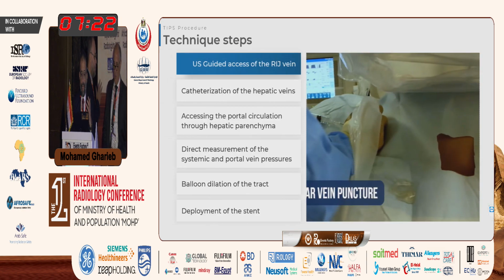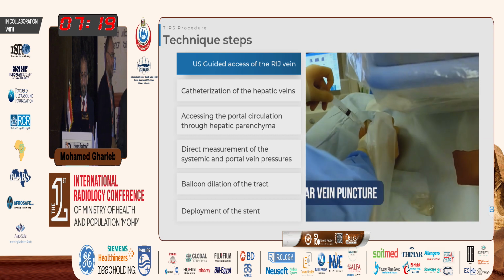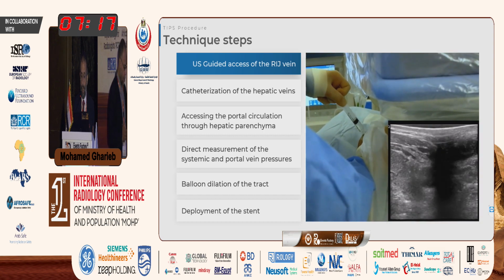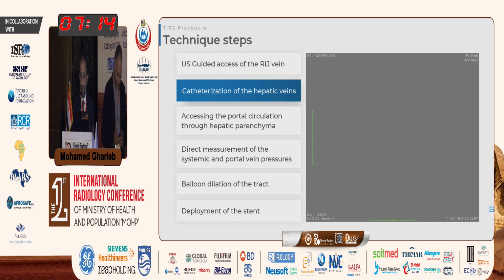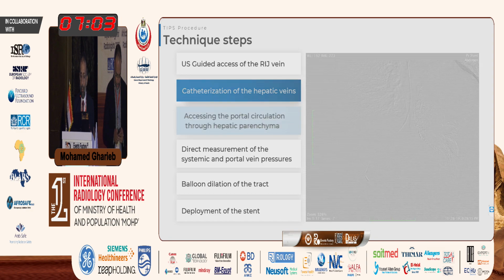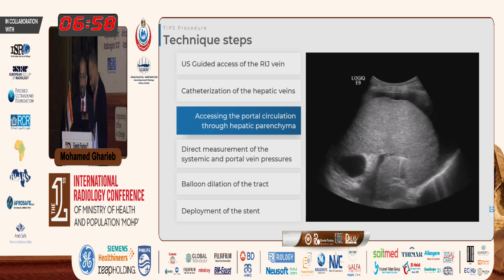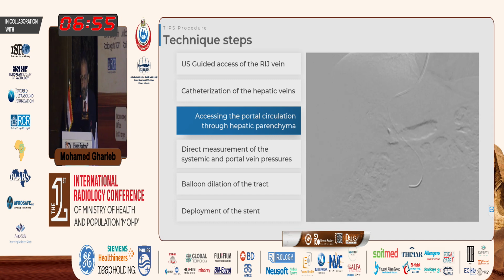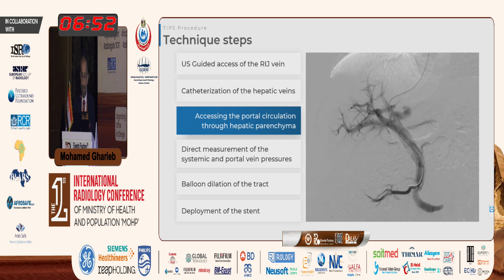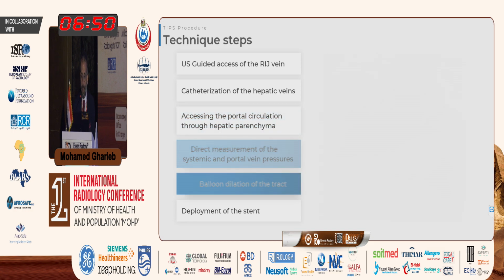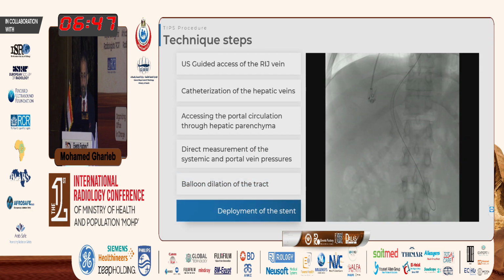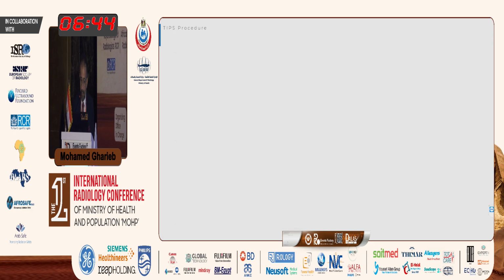This is what we call the classic TIPS technique. We do an ultrasound puncture of the right hepatic vein, and then we catheterize the hepatic vein with the catheter. This is a patient with not Budd Chiari, it's a variceal bleeding. We can see that the fundus of the stomach has the histoacryl particles. And then we puncture the liver through the hepatic vein to reach the portal vein, and we can guide using ultrasound, and then measure the pressure gradient, put the stent, dilate the tract, and finally take the images needed.